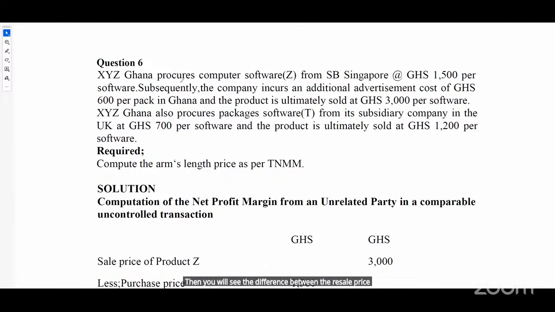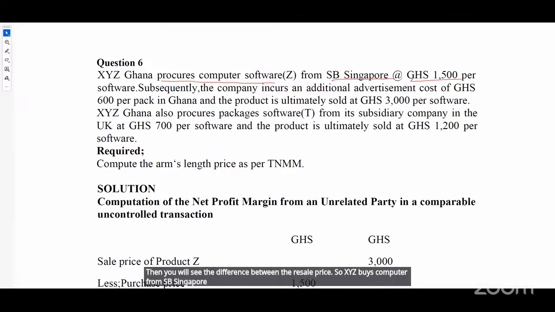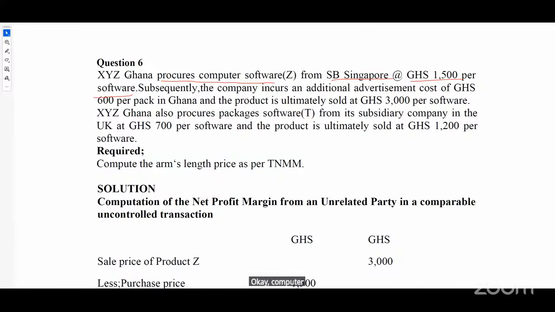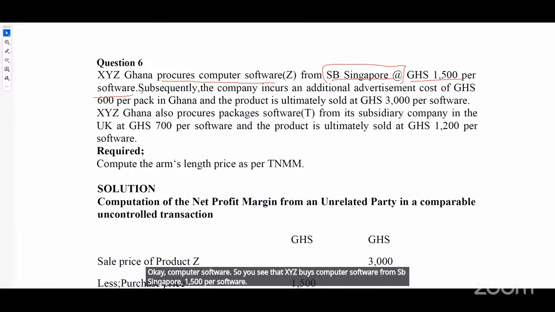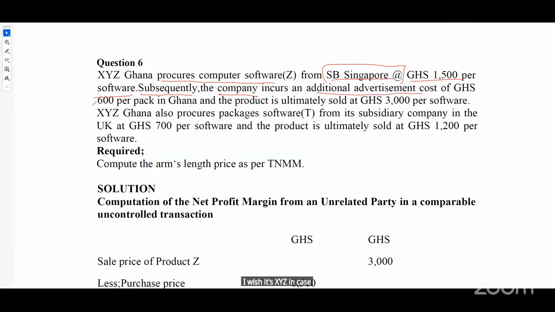So XYZ buys computer software from SB Singapore at 1,500 per software. Subsequently, the company, which is XYZ, incurs an additional advertising cost of 600 per pack in Ghana. And then it ultimately resells it at 3,000 per software. Do you get the idea?